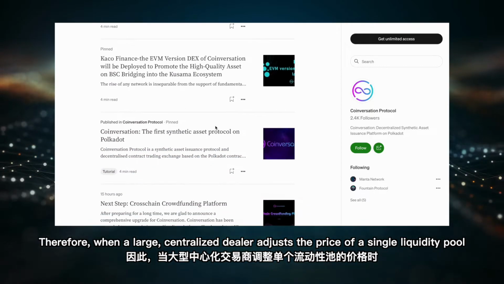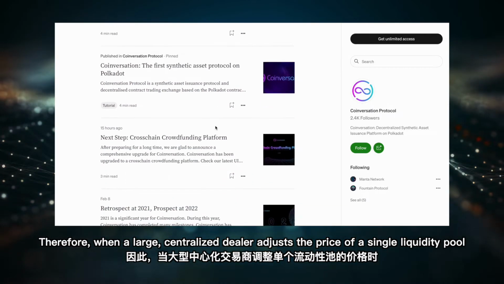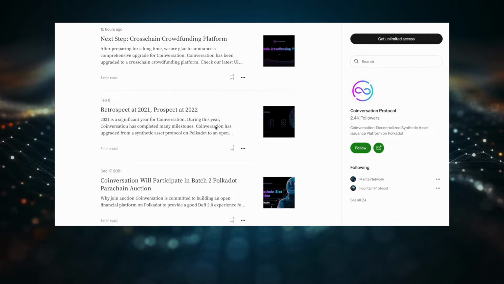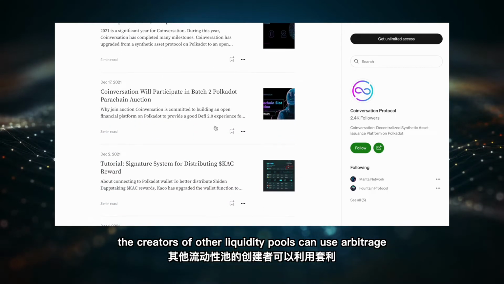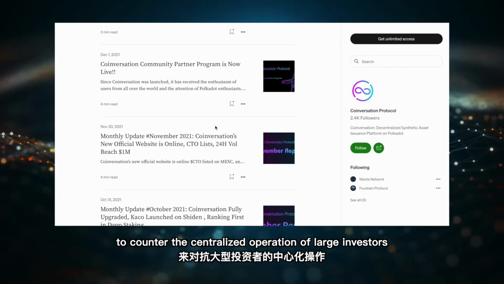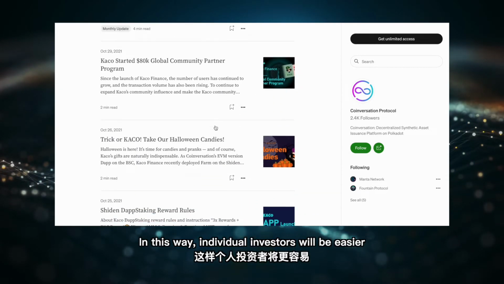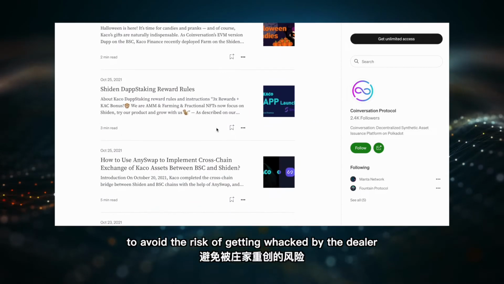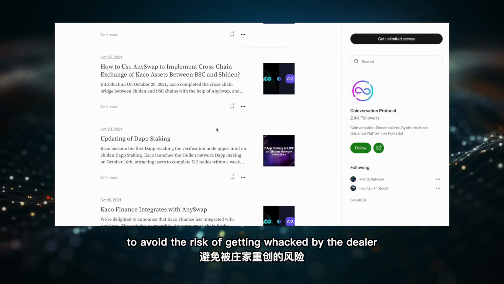Therefore, when a large, centralized dealer adjusts the price of a single liquidity pool, the creators of other liquidity pools can use arbitrage to counter the centralized operation of large investors. In this way, individual investors will find it easier to avoid the risk of getting whacked by the dealer.